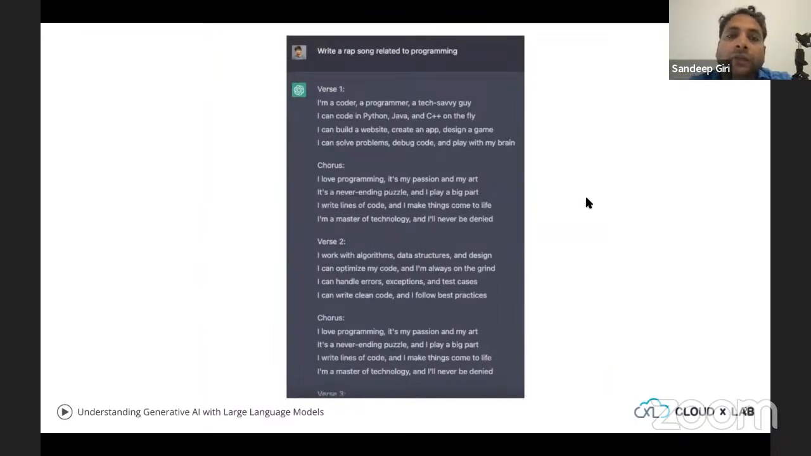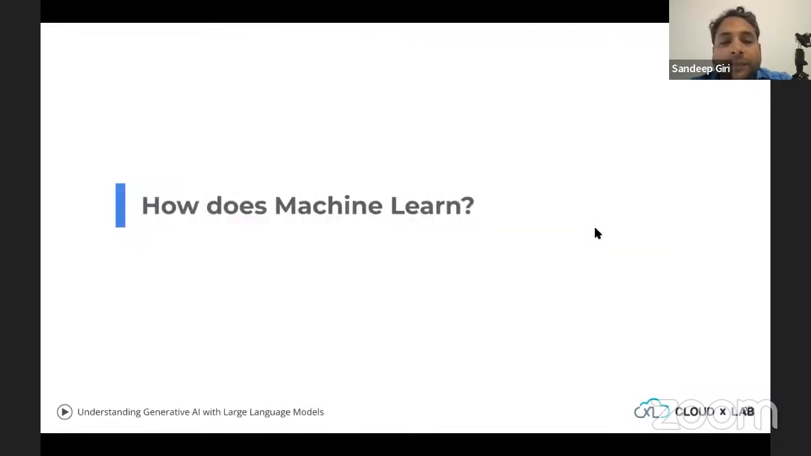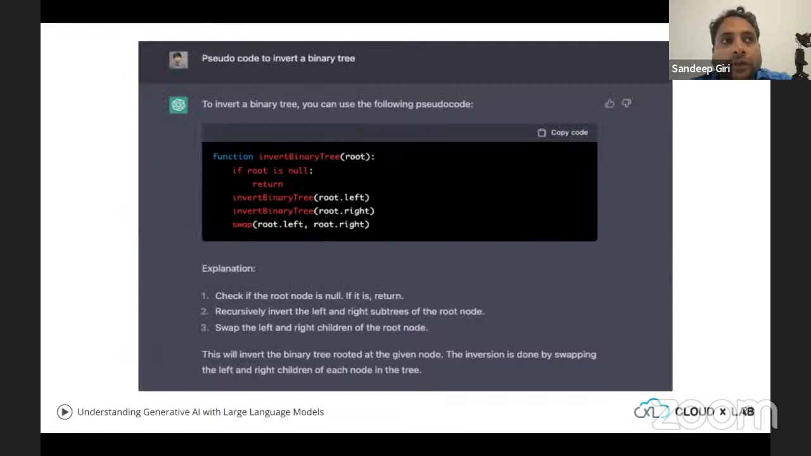So the next question could be, write a rap song related to programming. Now it can generate the song as well, right? It can generate the code. It can generate the database schema. It can generate the function calls and so on.